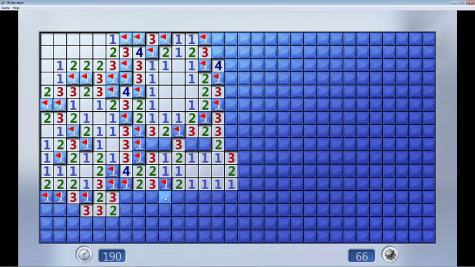We can place a mine over here because for this 3, we know that there are 2 mines among these 3 cells, and if we try to assume that there is no mine here, then that means that the 2 mines have to be placed like this. And that contradicts this 2 because now there's 3 mines around it. So therefore our starting assumption is wrong, and there must be a mine over here.